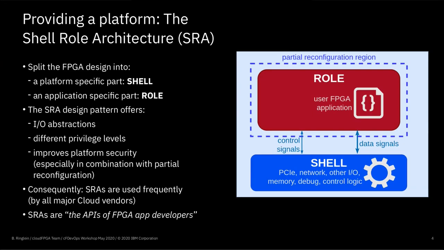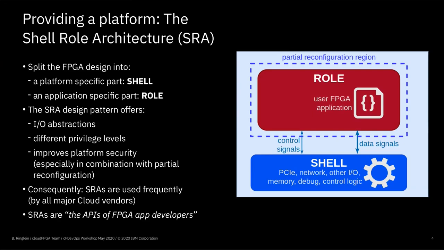This design pattern offers various advantages, such as abstractions of I/O, different privilege levels, and the guaranteed integrity of the control path, and therefore improves the security of the platform. For example, the DDR4 memory, if it's part of the board, the memory connections are presented to the user as easy-to-use AXI4 buses, not as differential DDR signals. Additionally, the vendor can enforce via the shell that the user stays within her or his designated memory region, which is important if there are multiple roles or other attached memories to this FPGA.